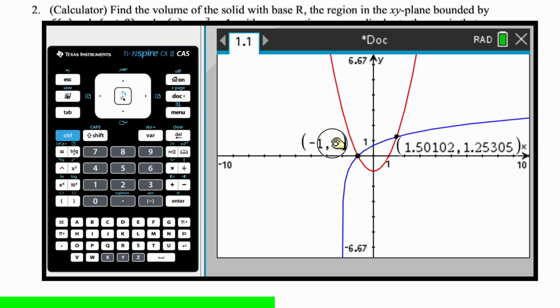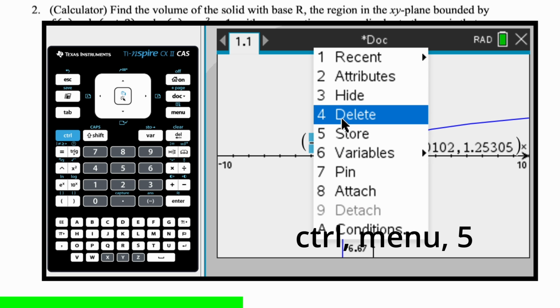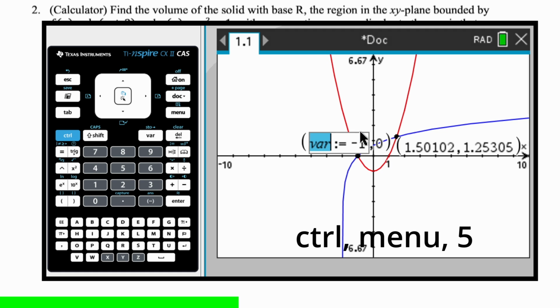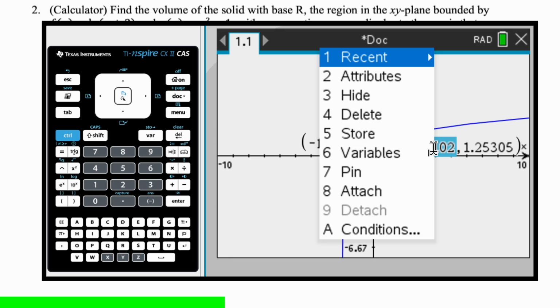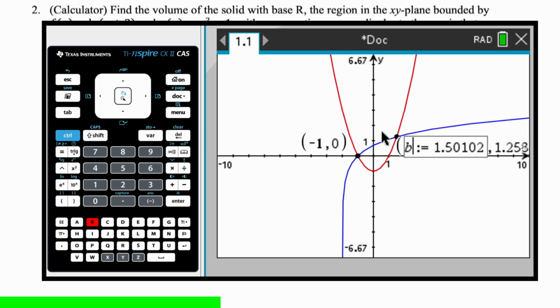And then what I want to do is I need to store these values. I mean, you don't really need to store -1, but I'm going to arrow over it. I'm going to press Control and then Menu. It doesn't show on the emulator, so I'm just going to do it. Control Menu. Option 5 is Store, and I'm going to store that as A. I'm going to arrow over this, press Control Menu again, option 5 again, and store that as B.